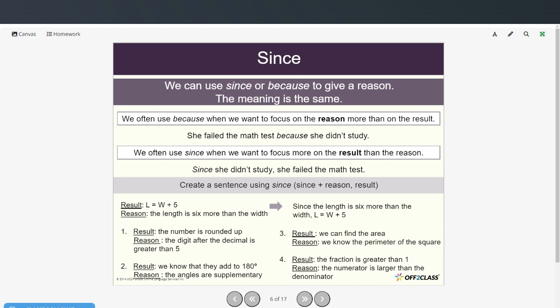All right, so take a look at the rest of these word problems. Try them on your own, and then see if you can come up with the reason and the result, or create a sentence for each of these using since. So pause the video, try that on your own, and then restart when you're ready to check your answers.